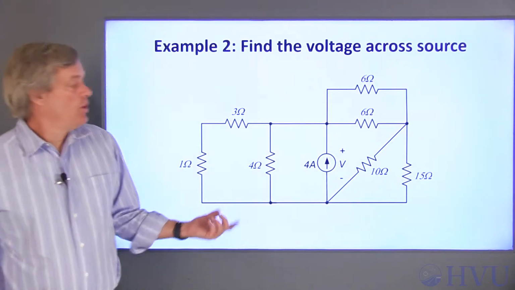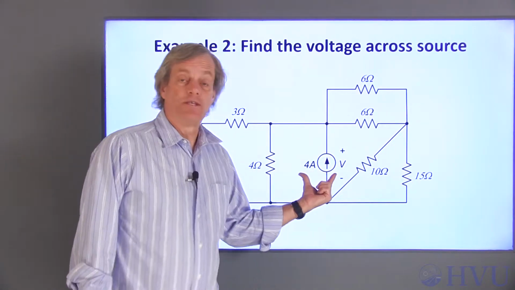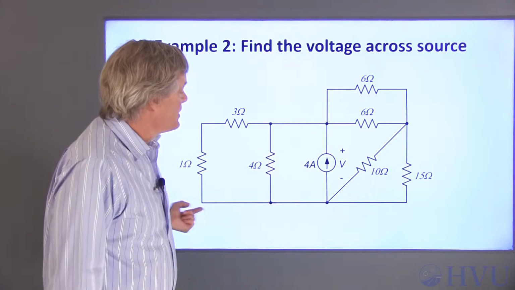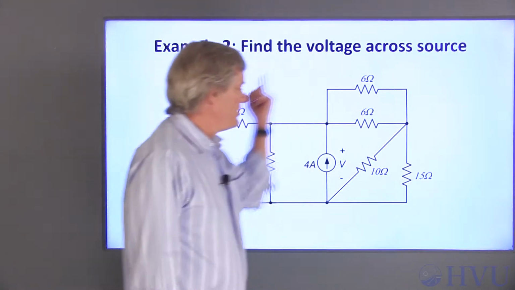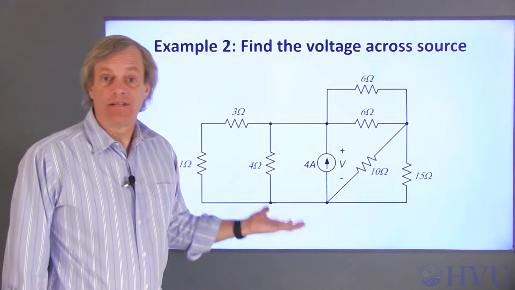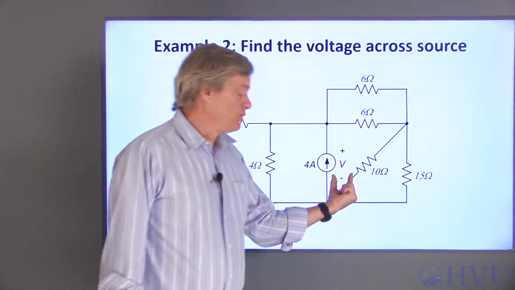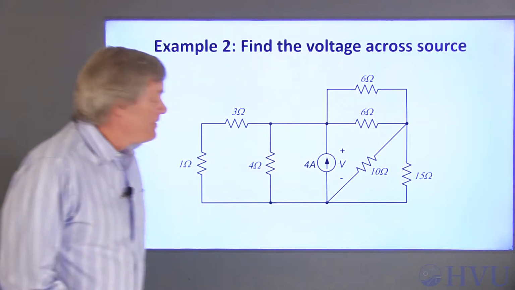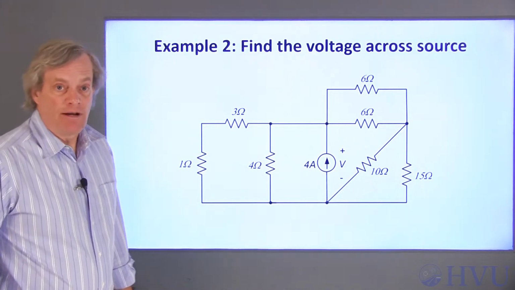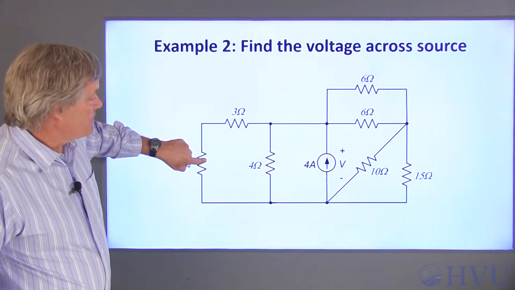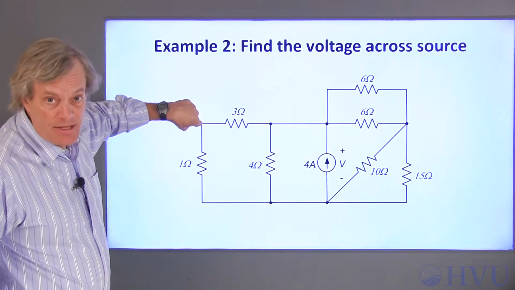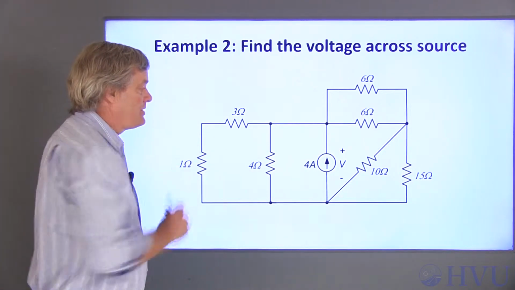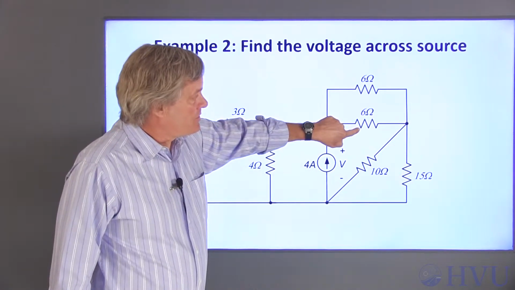In this example, we want to find the voltage V across this 4 amp source. If I can combine all of these resistors into a single equivalent resistance, then the problem becomes easy. The voltage V is just 4 amps times that equivalent resistance. There are several resistors we can combine right off the bat. These two resistors are in series, since KCL here tells me that the currents are the same. These two resistors are in parallel.